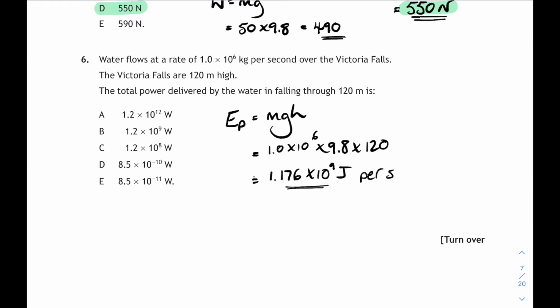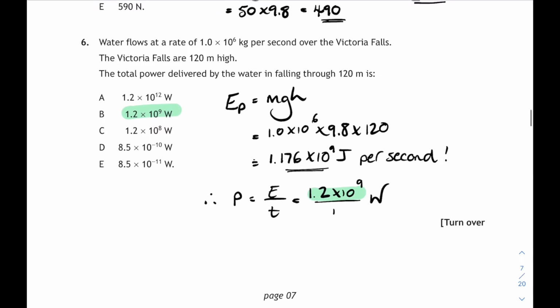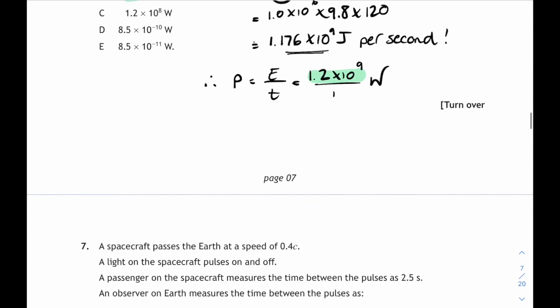Now that's the mass of water that is falling per second over the Victoria Falls. So if we work out the power, which is the energy produced per second, it is 1.2 times 10 to the 9 divided by 1, which is 1.2 times 10 to the 9 watts. That's answer B. 6B. Question 7.